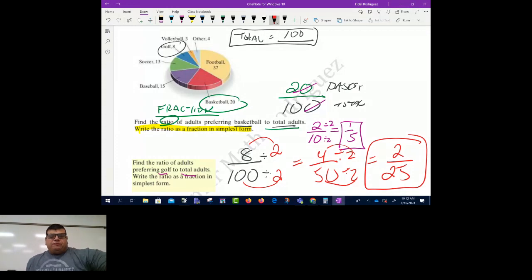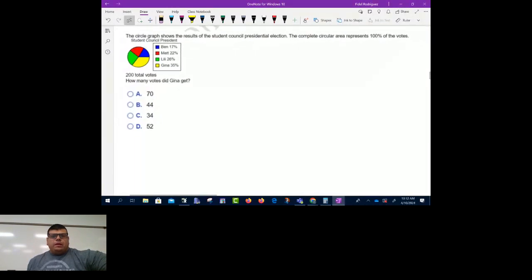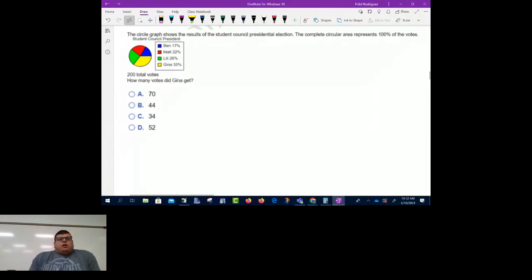All right, let me keep scrolling. Okay, so here's another problem. And again, I'm just going to read the problem, and it says the circle graph shows the results of the student council presidential election. The complete circular area represents 100% of the votes. Okay. How many? So let's take a look here, y'all. There was a total of 200 votes, and they want to know how many did Gina get.